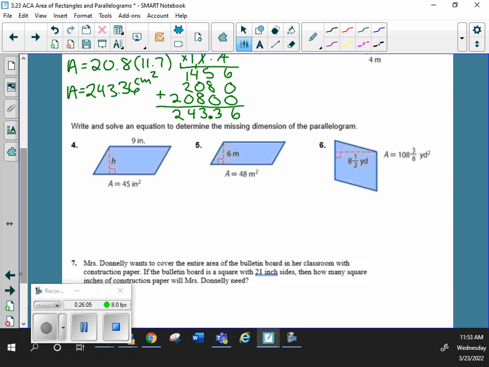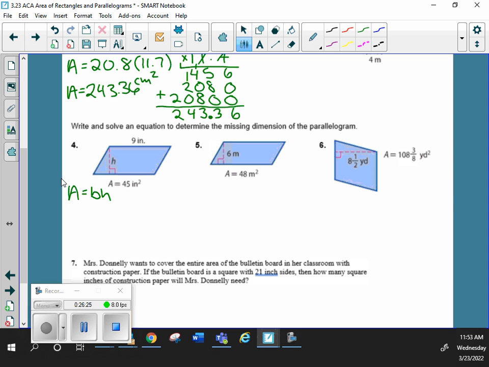Okay. What kind of shape is number 4? It's a parallelogram. Okay, right? So we start with our formula. What's my formula? A equals BH. Looking at this shape, what's different from the ones that we've done before? It gives me the area, but it has the H. It doesn't give me the height.